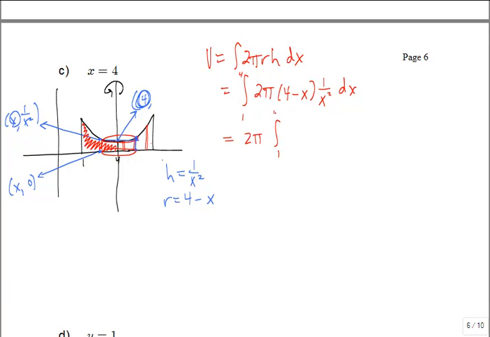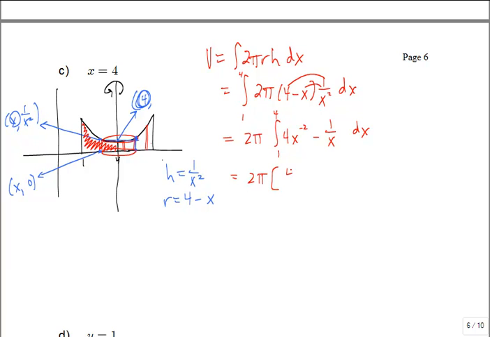Pull out my 2 pi. I'm going to go ahead and distribute my 4 across. So I'll get 4 times 1 over x squared, which is 4 over x squared, and a minus x times 1 over x squared is just a minus 1 over x. And in order to integrate the 4 over x squared, I'm going to change it to 4 times x to the negative 2, so I can use my power rule.